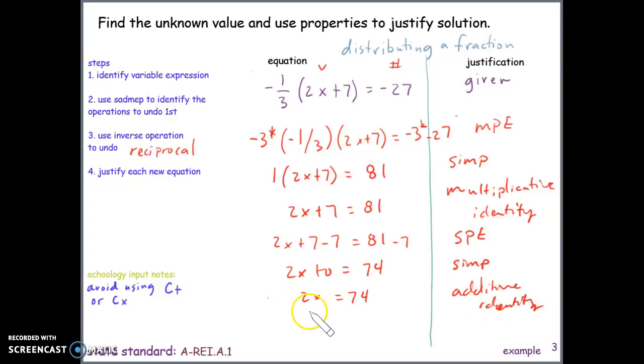And then our last step is to eliminate the 2 that is being multiplied. So we're going to divide both sides by 2. And this is the division property of equality. And we know that this is 1x equals 37, which is simplified. And our final step is 1x is the same thing as just x equals 37 because of the multiplicative identity.